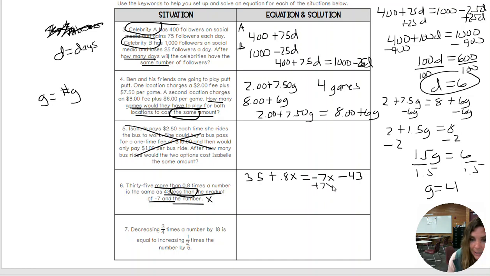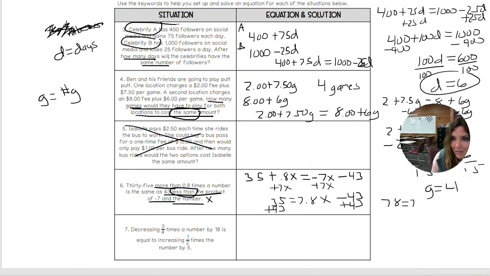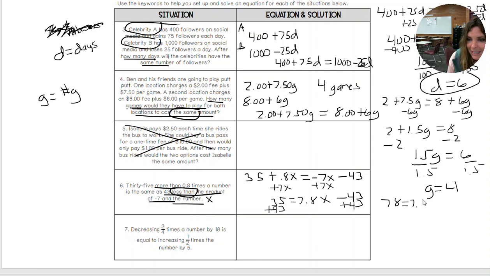So we would add 7x to both sides. So 35 equals 7.8x minus 43. And then we would add 43. So that's going to be 78 equals 7.8 times x. And then we're going to divide by 7.8. So you're going to take the 78, divide by 7.8, and you are going to get 10.